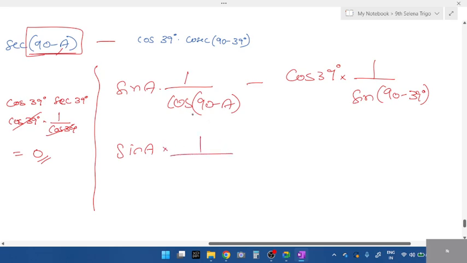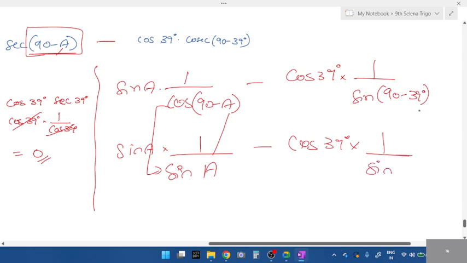Now use complementary. Reciprocal is done. What is the complementary of cos? Sine. And what is the angle here? A. And here cos 39 as it is. 1 by. Now can we cancel them? 1 minus 1. What are we getting? Cos 39, right?